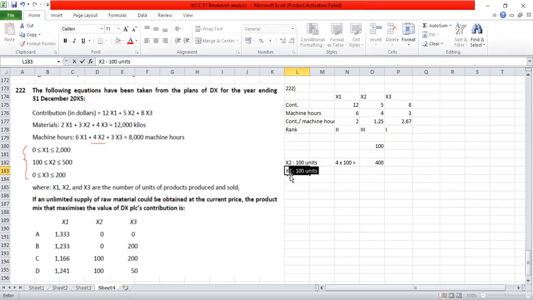Then comes the most profitable one, X3, so X3 will be given importance. How many units of X3? All the units it can produce and sell. The maximum number of units of X3 is 200. So the number of hours would be 3 into 200, which will be 600.